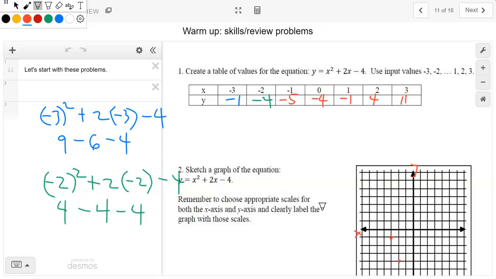Then negative 1, 5. Then 0, negative 4. 1, negative 1. 2, 4. And 3, 11. So when we connect these points, it's actually a parabola. Okay? All right.